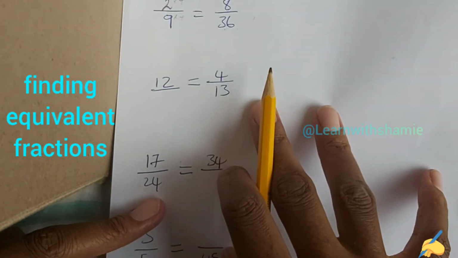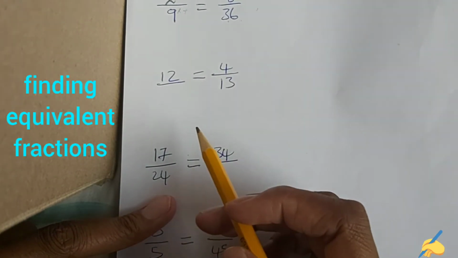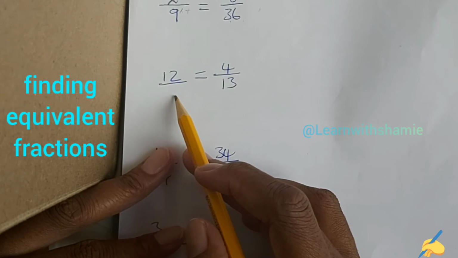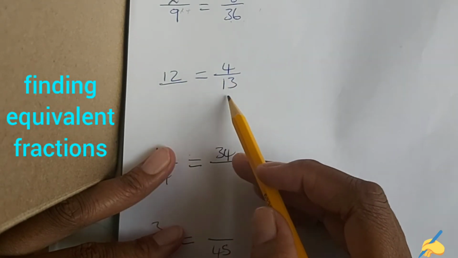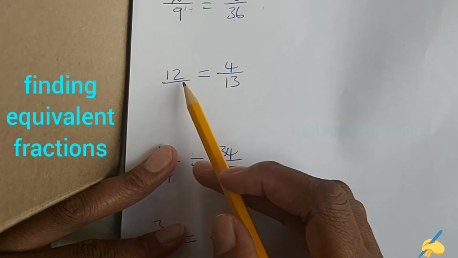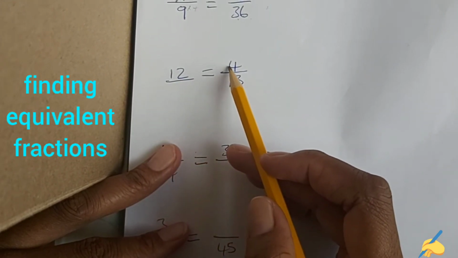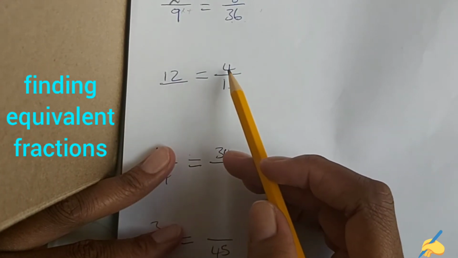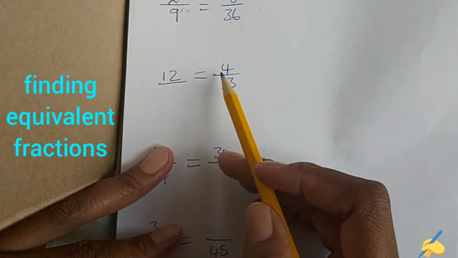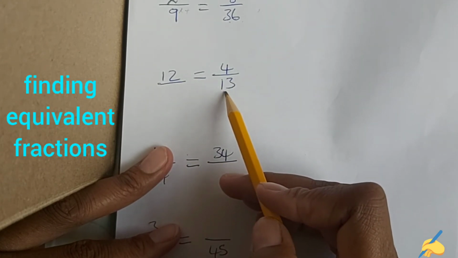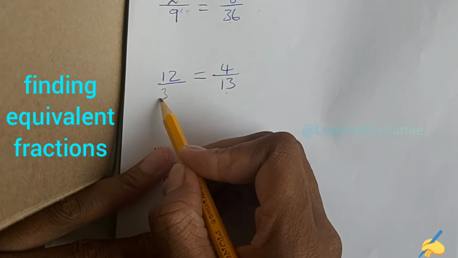Let's move on to the other one. Here we have 12, and the denominator is missing, is equal to 4 out of 13. So we're going to say 12 divided by 3 would equal 4, and 3 times 13 would equal 39.